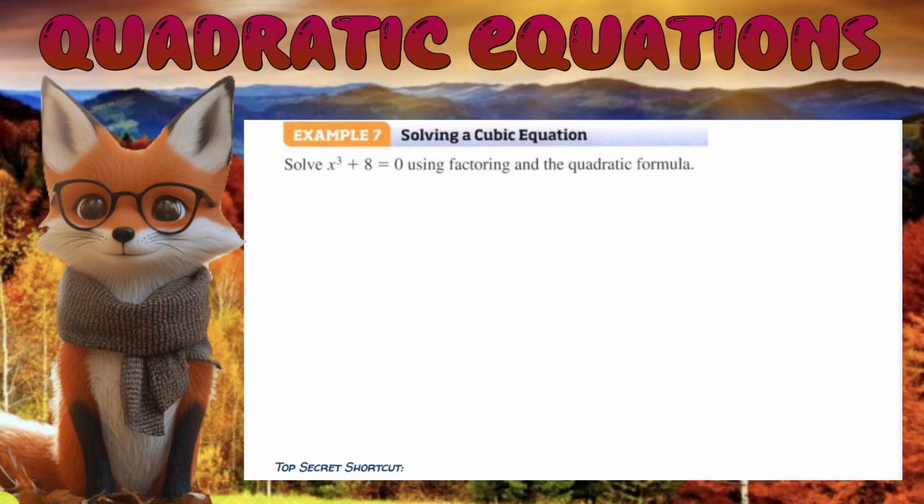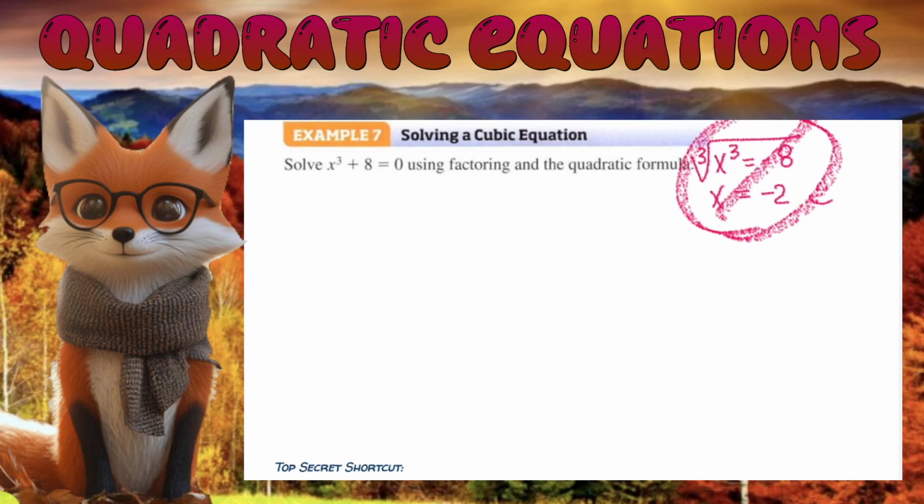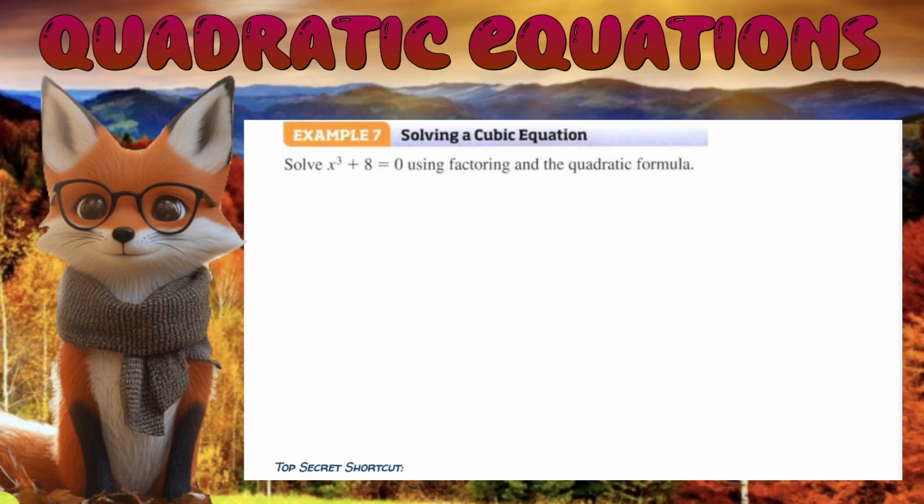So let's get started. Solve x cubed plus 8 equals 0 using factoring and the quadratic formula. This is a case where people will be like, I do this, cube root, x equals -2, la la. No, we don't want to do that because we want all three solutions. There's one real, but there's also two imaginary, or complex, right? So we want to find those solutions, and we need to factor and use the quadratic formula in order to make that happen. And as you can see, we have our top secret shortcut, which I mentioned at the end of the last video.